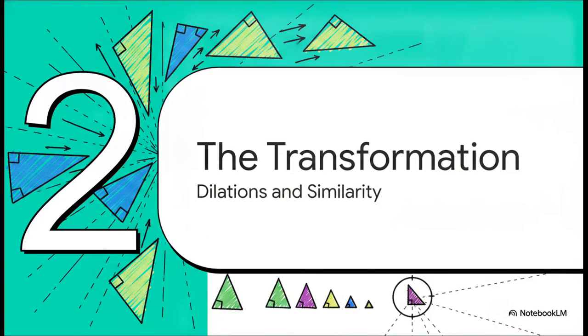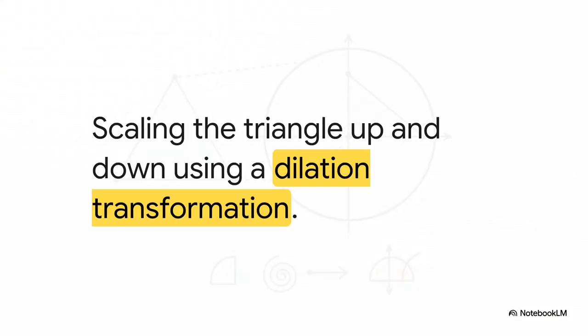Section 2. The transformation, dilations, and similarity. Right, now we move from static geometry to dynamic transformations, specifically dilations that create similar figures. We're taking that rigid 8th grade shape and injecting some life into it. Imagine stretching or shrinking our triangle. The side lengths get longer or shorter, sure, but the core shape stays absolutely identical. When we dilate this triangle from a center point with a specific scale factor, the figure remains fundamentally proportional. We call these similar triangles.